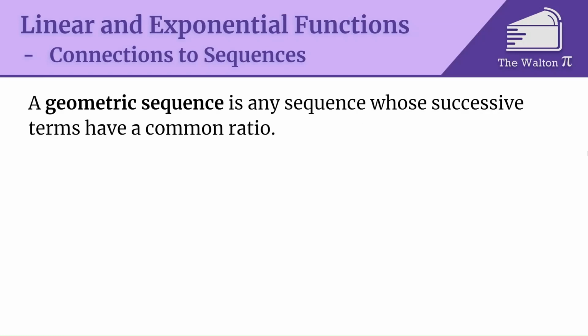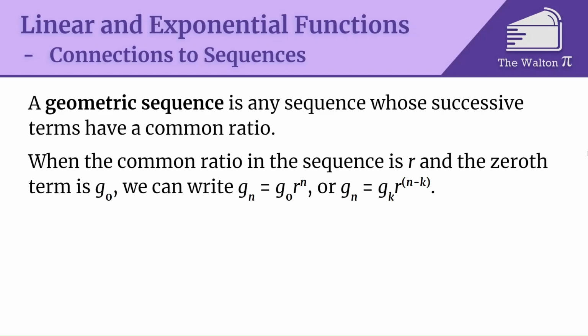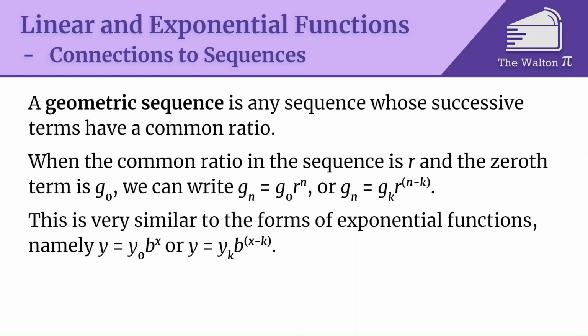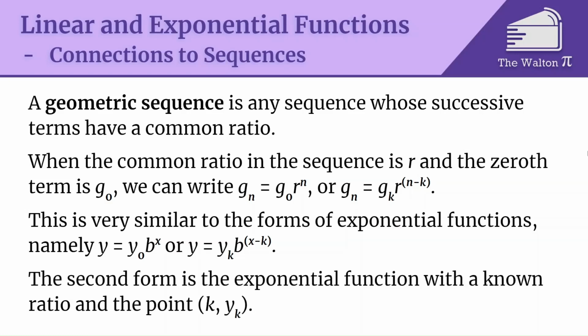Now, a geometric sequence is any sequence whose successive terms have a common ratio. So when the common ratio in the sequence is r and the zeroth term is g_0, we can write g_n is g_0 times r to the n, or g_n is g sub k times r to the n minus k. This is very similar to the forms of exponential functions that we've discussed previously, namely y equals y naught times b to the x, or y equals y sub k times b to the x minus k. This second form is just the exponential function with a known ratio and the point k, y sub k.